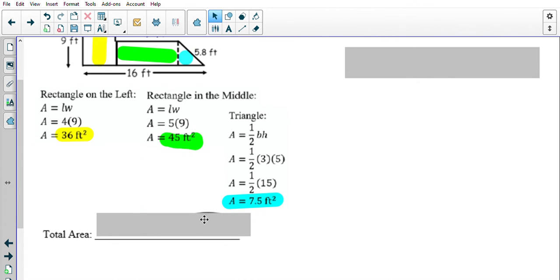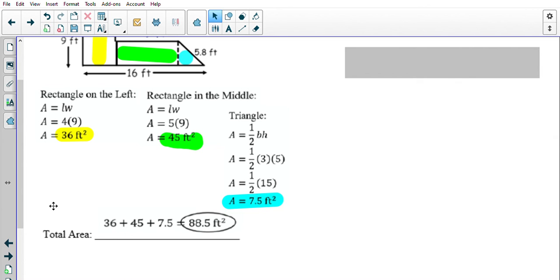Now, the question that is on your additional practice sheet actually has you converting the measurements first from inches to feet using a scale. So it's a little more challenging, and then finding the area. But it's really the same figure, just with different numbers in the picture. Total area here, add your 36 to your 45 to your 7.5 to get a total area of 88.5 feet squared.